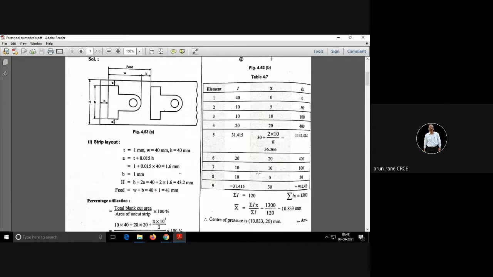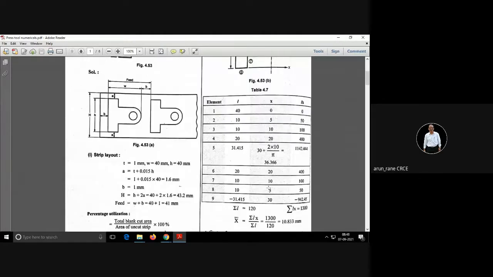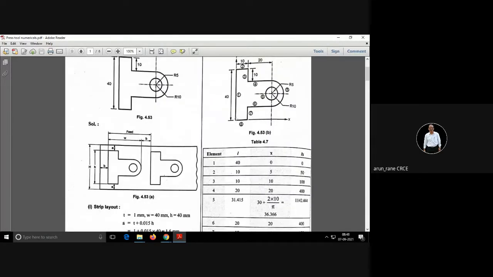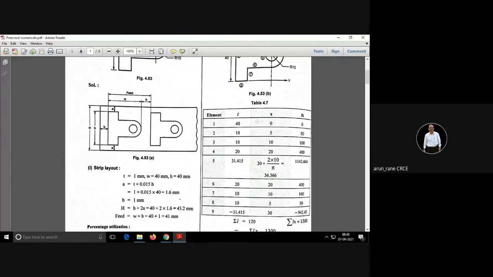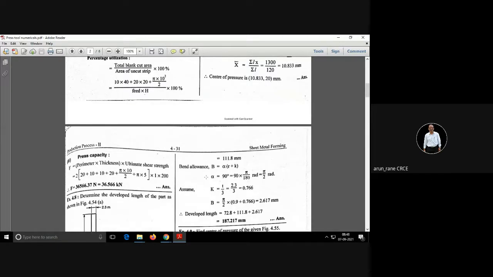Okay, so center of pressure आपको मिल गया. So center of pressure is 10.833 comma 20 because our origin is here. So from यहाँ पे 20 and from that is in y direction and in x direction 10.833. Now let us find out the press capacity. Okay. So how to find out the press capacity?